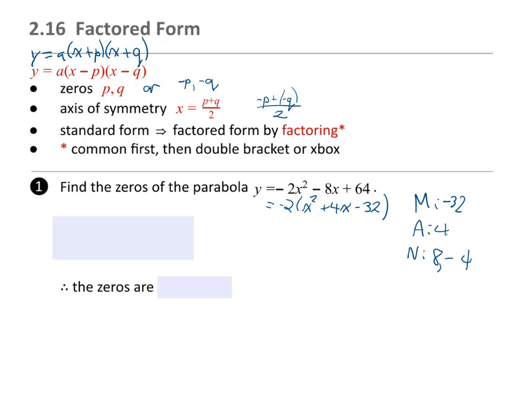So you are left with, there we go. So therefore your zeros are, well, you set this bracket to equal 0, so it should be positive 4 and negative 8. Perfect. All right, next example.